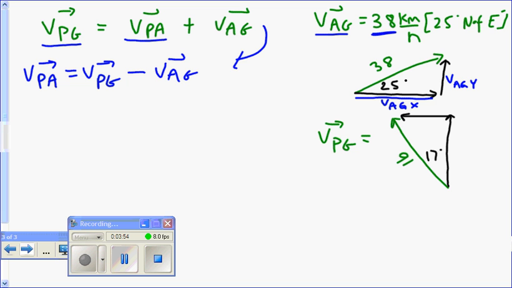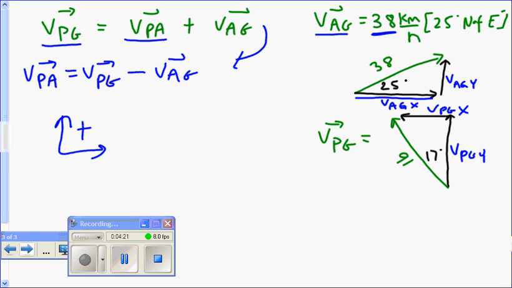Okay, so doing this vector subtraction, I'm going to do it in the x direction and the y direction. We should start by listing what our positive direction will be, and just for the sake of argument, let's go ahead and say north and east are positive. Okay, so north and east positive. Here's my VAGY, my VAGX. This will be my VPGY and VPGX.